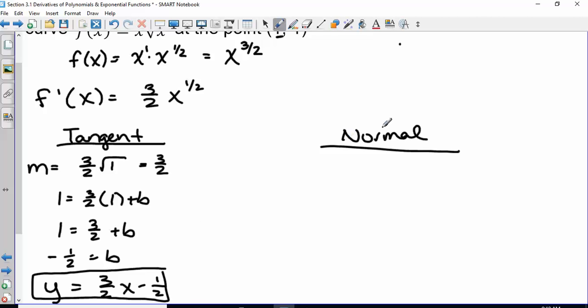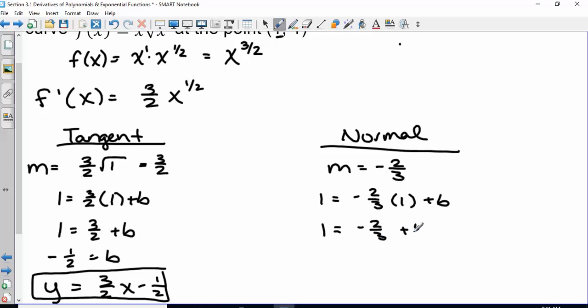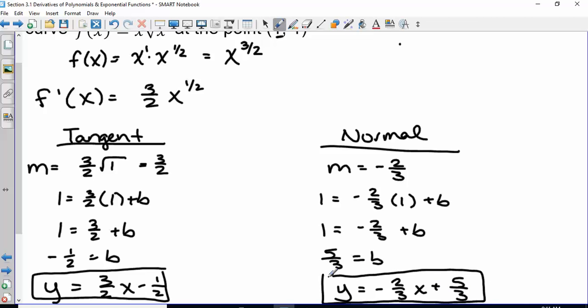Now the normal line is perpendicular to the tangent line. So what will the slope be? You always flip it and change the sign, so negative 2/3. We have the same point, 1, 1, so plug into y equals mx plus b. So if I add my 2/3 over, 1 is like 3 over 3 plus 2 over 3 is 5 over 3. So our equation is y equals negative 2/3 x plus 5/3.